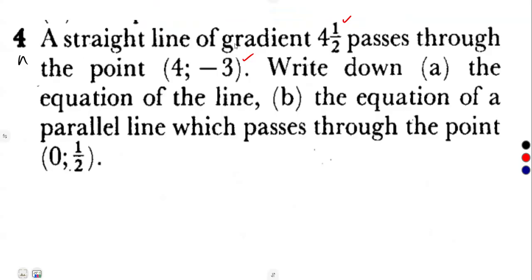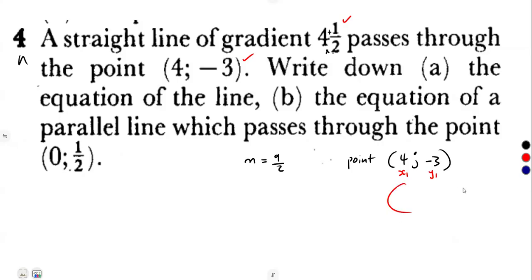A straight line has got this gradient 4.5. All right, so we have our gradient 4.5, multiply, add, so that's 8 plus 1, 9/2. So our gradient is 9/2. It passes through the point what? You are given the point. The point is 4, minus 3. Already they calculated the gradient for you, guys. This is your point.